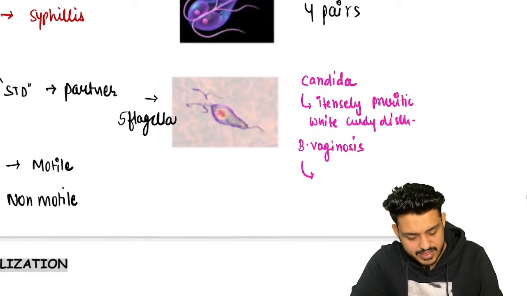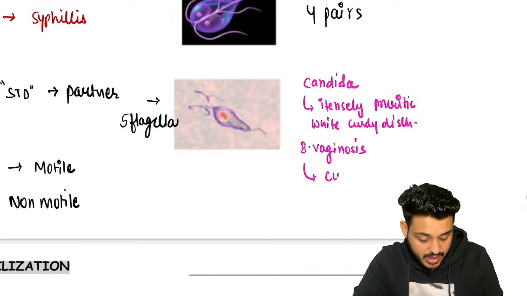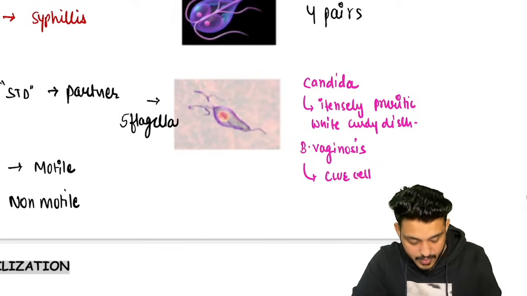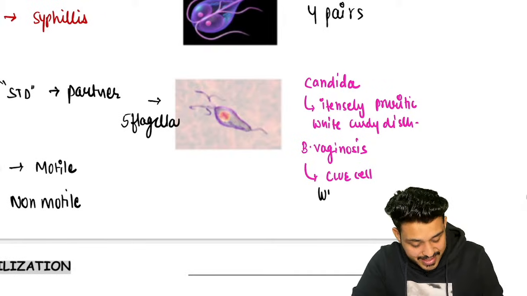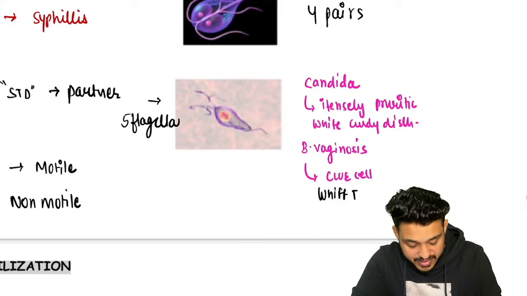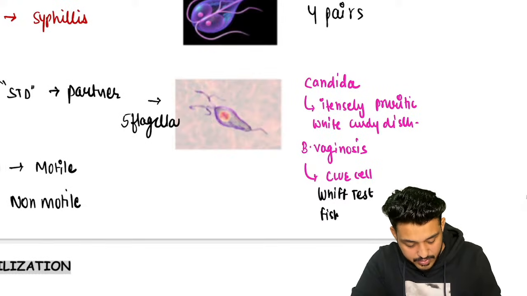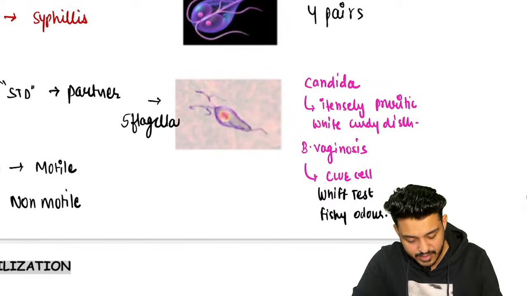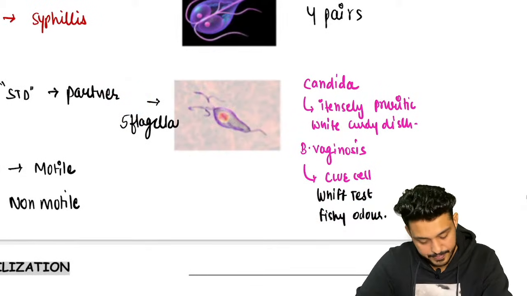For bacterial vaginosis, they have asked in the last exam about the clue cell. Clue cell is very important, they have asked the image of the clue cell, right? What is the test we are going to do? We are going to do the whiff test, and this is going to give you a fishy odor. Fishy odor is not common with this only, it can be seen in Trichomonas also, right?